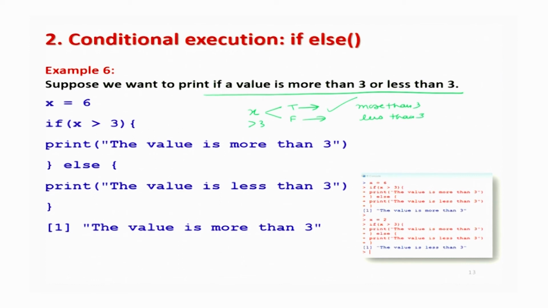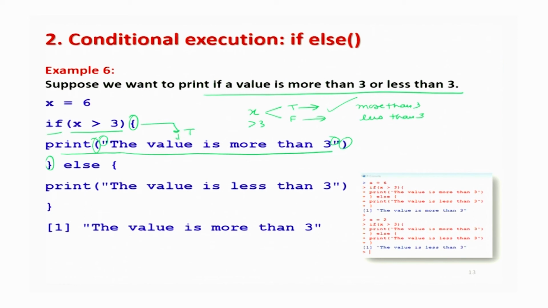Okay. So, now how to get it done? I write down this statement if, inside the parenthesis x greater than 3, and then within the first set of curly brackets I write print, and then within the parenthesis and within the double quotes I write down whatever I want to type. The value is more than 3, and if this condition is false, because this x greater than 3 will have two outcomes, one is true.